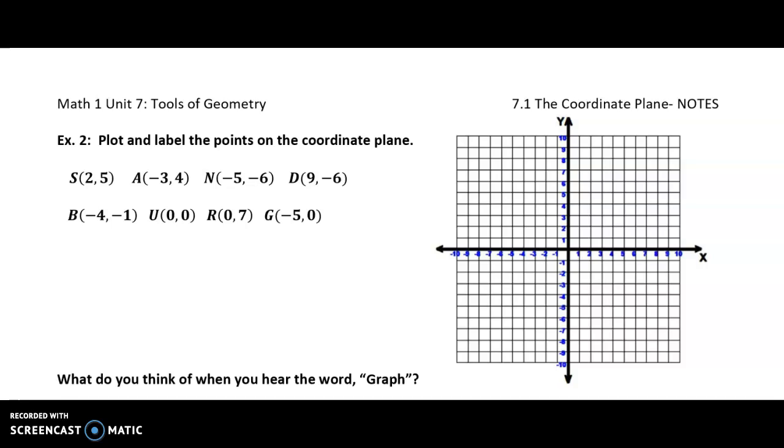So starting at the origin, we're going to move over to 2 on the x-axis. All right. So now without actually making a mark, we're going to now look at the y component for that ordered pair. And the y component is at 5. So that means from this point, we're going to move up 5. All right. So x component of 2, y component of 5. That brings us to this location on the coordinate plane. So this is point S.